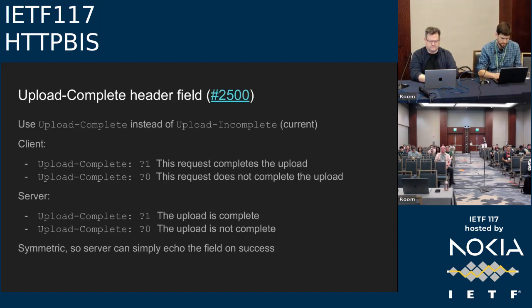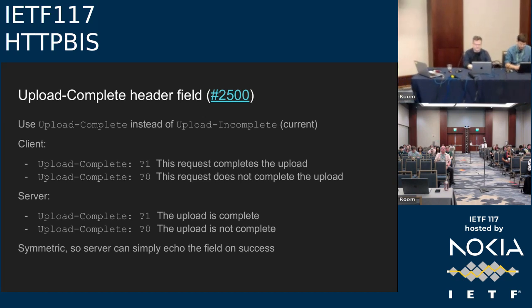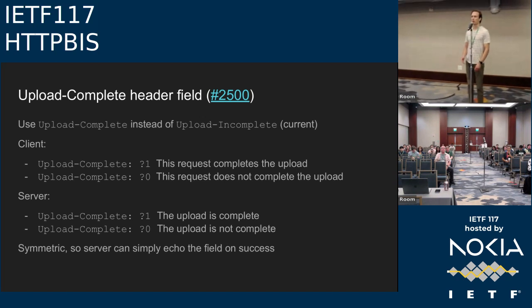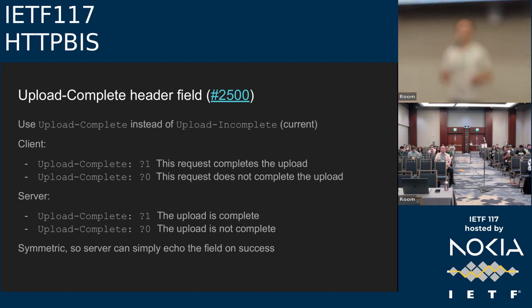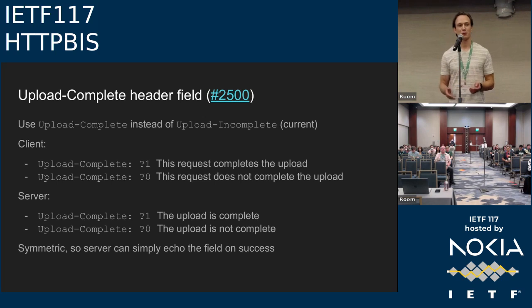Our first open issue is the Upload-Complete header field. The current draft uses Upload-Incomplete as both a discovery mechanism and as a way to do a potentially more advanced option of chunked resumable uploads. However, Upload-Incomplete false, a double negative, often leads to confusion. So the proposed idea is to use Upload-Complete instead. There's already been some discussion in prior meetings about this. One of the points was that there's a slight difference between Upload-Complete for the client versus for the server, but this symmetry also allows us to echo the field on success in this successful case. So next slide, please.